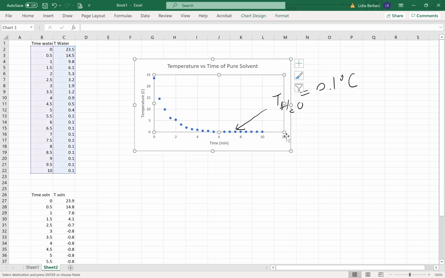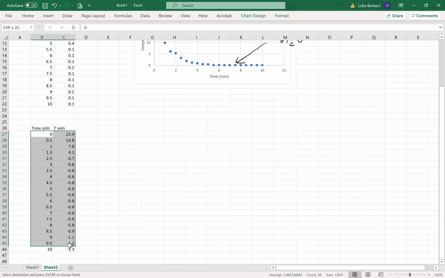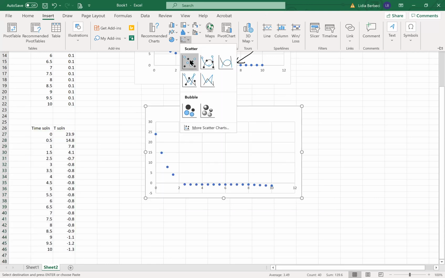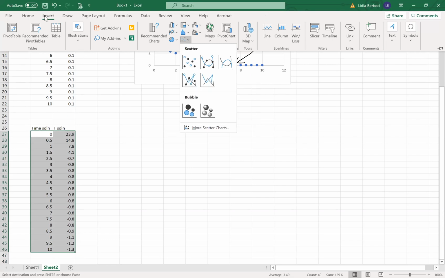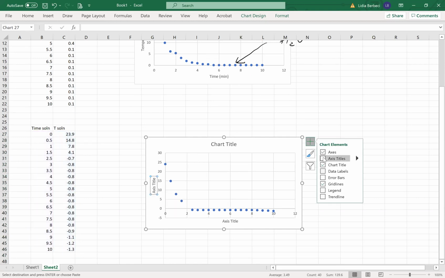Okay, we're going to do the same thing for the solution. So I'm going to select the data. I'm going to go to insert, come to the graph section, scatter, and click scatter graph. Once the chart is selected, you click on the plus button, and I want to add axis titles so I can label what I have.